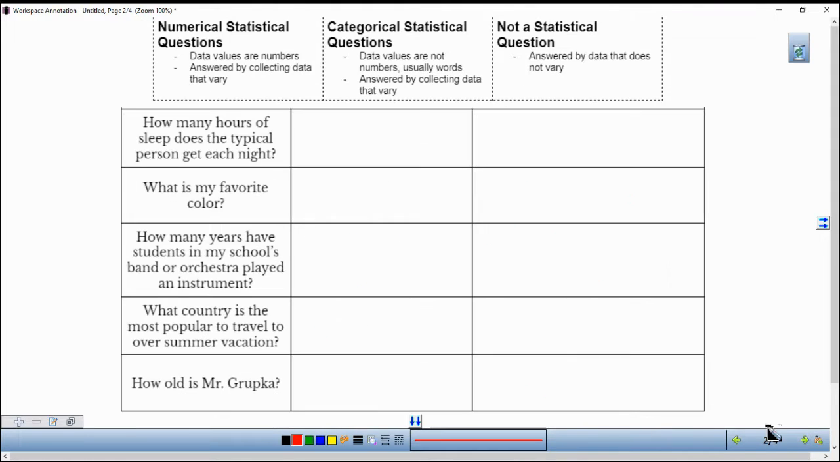We're going to look at some different types of questions. How many hours of sleep does the typical person get each night? Now, this word here might be a clue to that particular question.